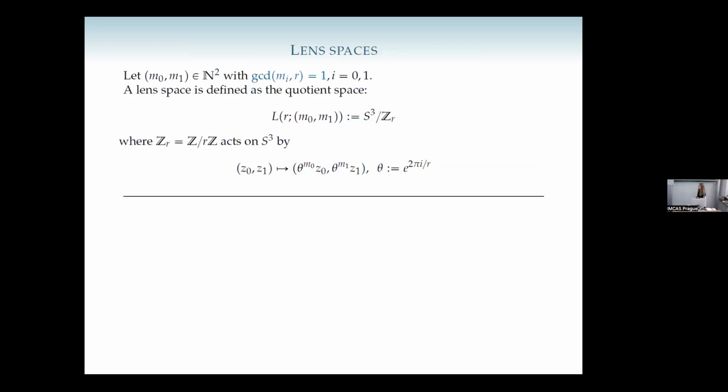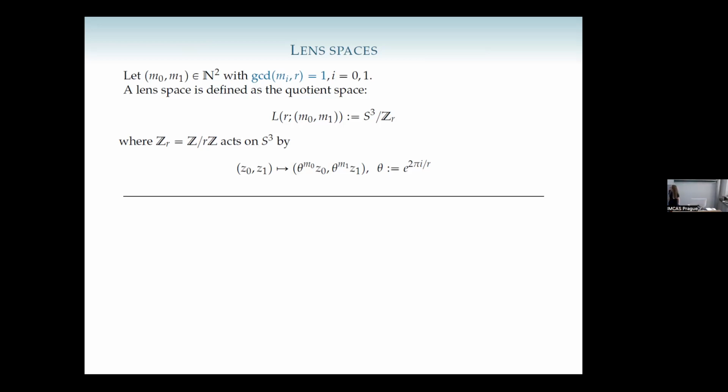Okay, so classically, we define a lens space by taking two positive numbers, m0 and m1. We need the condition that the greatest common divisor between m_i and r, which will be the order of the acting group, has to be 1. This is because otherwise the action I will define will not be free. So in the classical case, we always have that the greatest common divisor will be 1. This condition will become important when we look at the quantum lens spaces.